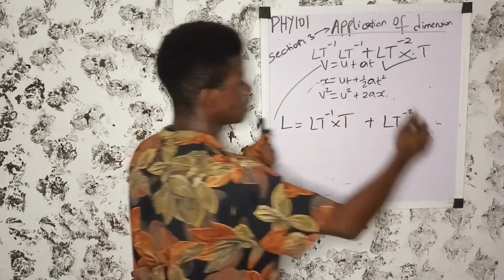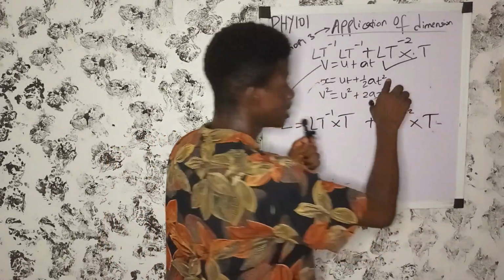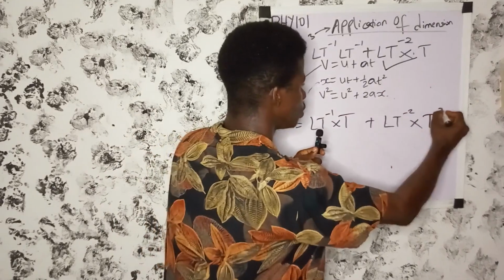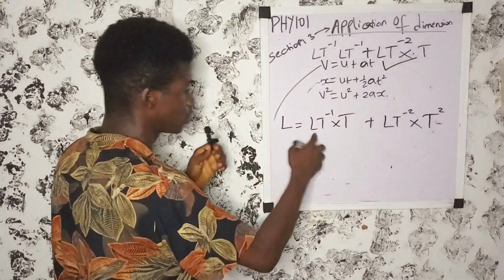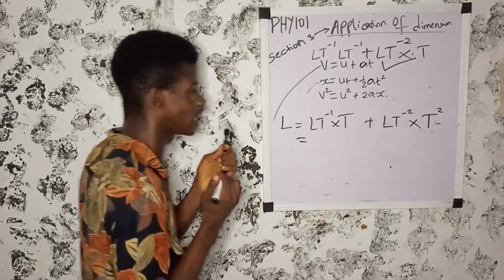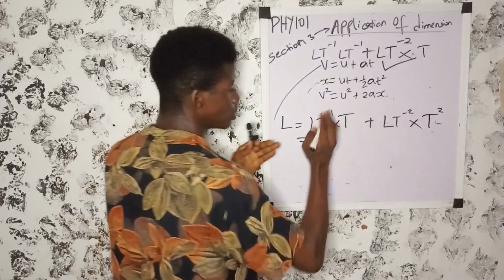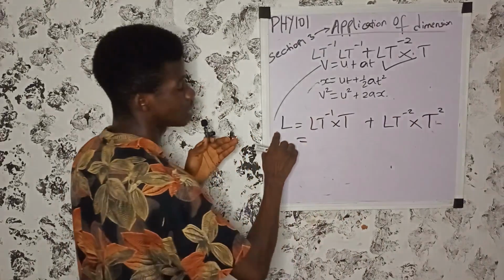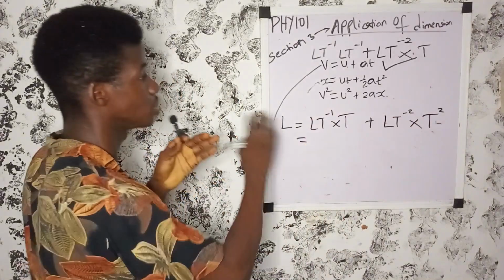What is the dimension for time? The dimension for time is T. So remember, time here is squared, so we put a square here. Okay, now let's continue. If we solve everything here and we find out that the total dimension in this place is not equal to the total dimension here, you will know that this equation is not correct.